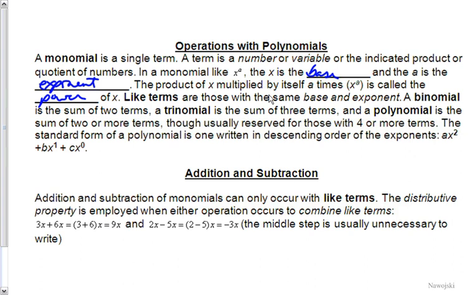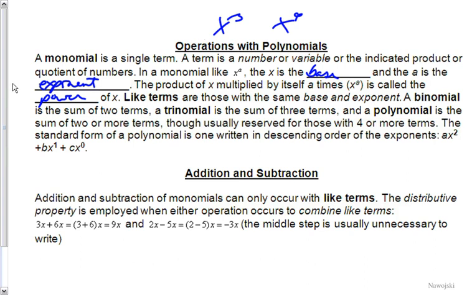Like terms are those with the same bases and the same exponents, okay? X cubed and x to the fourth are not like terms. X cubed, x to the fourth, same base, different powers. Remember that. To be like terms, you have to have the same base and same powers, okay? The number in front doesn't matter, the coefficient, all right?